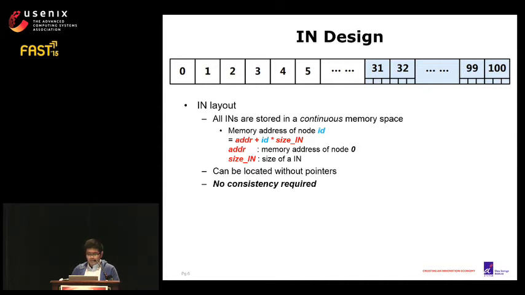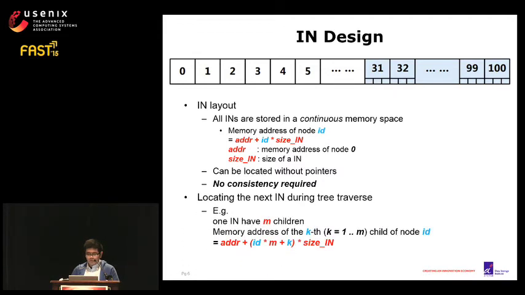At the same time, no consistency is required because internal nodes are reconstructible. So here's an example of locating the next internal node during the tree traversal. If an internal node in a tree has m children, then the memory address of the k-th child of the node can be calculated using this equation.